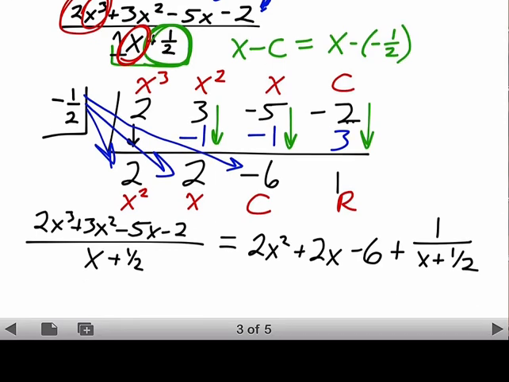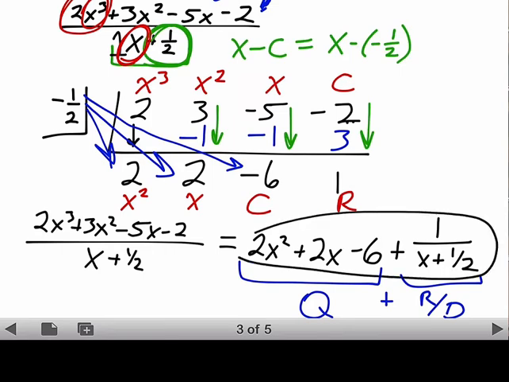And this form here is the quotient plus the remainder over divisor, kind of like a mixed number. Since we were asked to divide, we need to give the answer in this form. If we were asked for the quotient and remainder, we'd answer that.